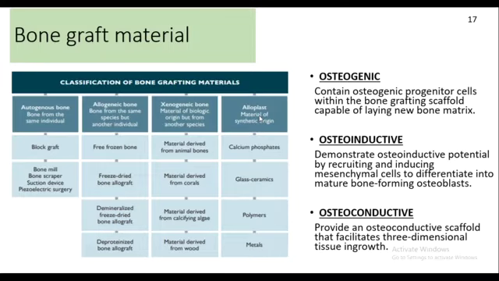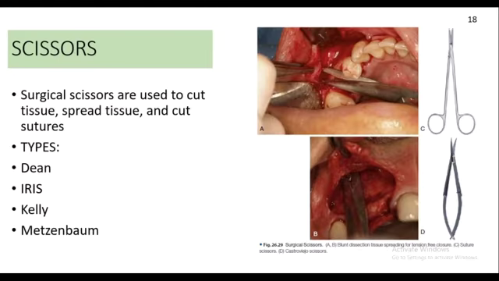Now, all these bone grafts have certain potentials like osteogenic, osteoinductive, and osteoconductive. Coming on to another instrument, the scissors, there are different types of scissors like Dean scissors, Iris scissors, Kelly, and Metzenbaum, which are basically used to clean the tissue, separate the tissue, and even cut the sutures.